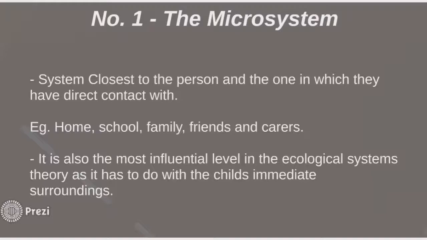The first one is the microsystem. This is the system which is closest to the person, the one in which they are directly involved. This includes the likes of home and school life and the people in these places, and also family, friends and carers. Because it's the closest system, it's the most influential of them all.